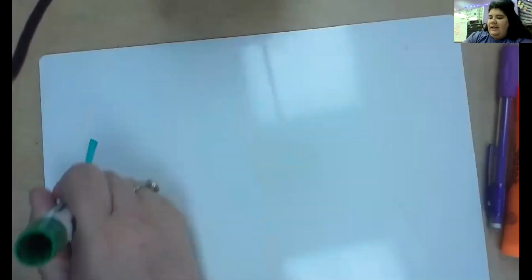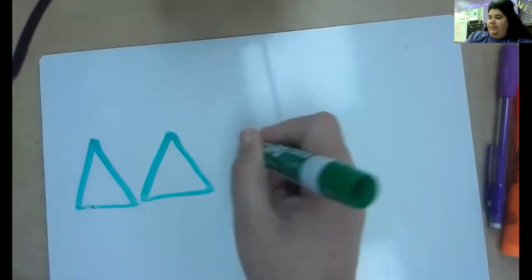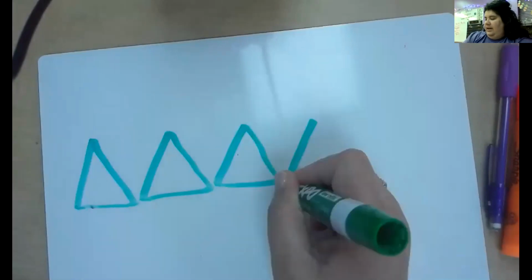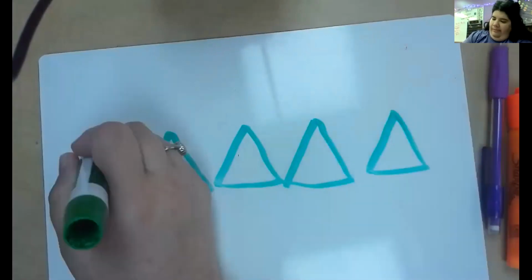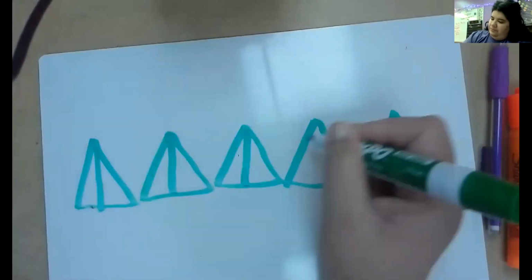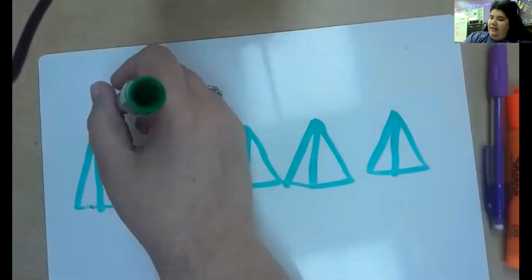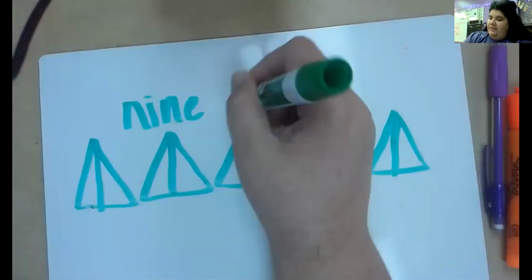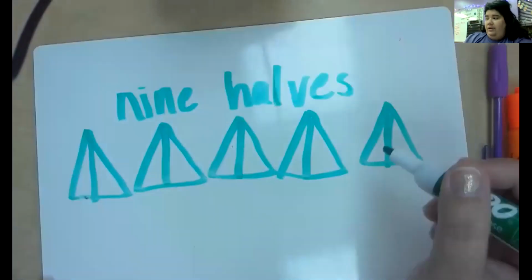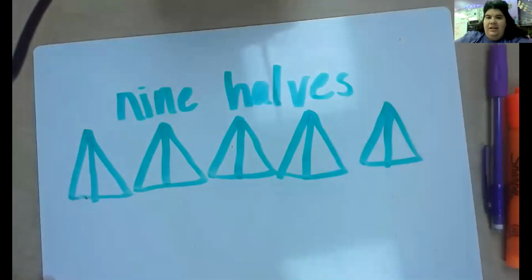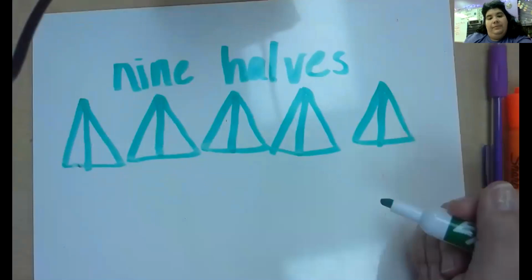So let's say my problem is a big one. And let's say my problem here says, I have 9 halves. That's a lot of halves. So what we're going to do is look to see how many wholes that is and how many halves I have left over.